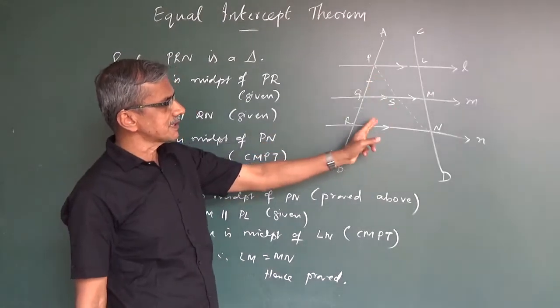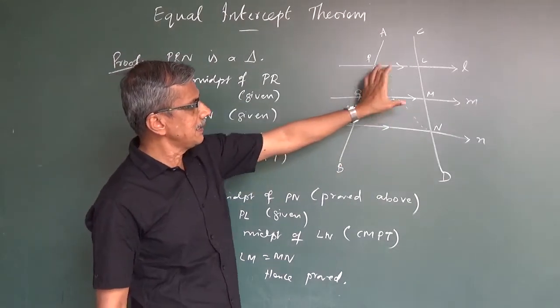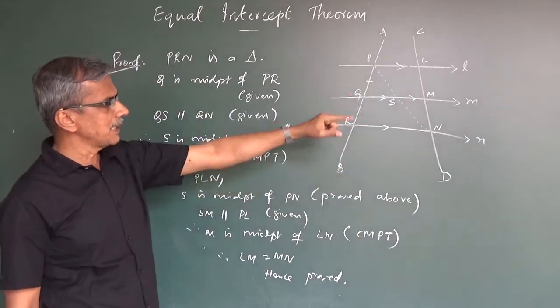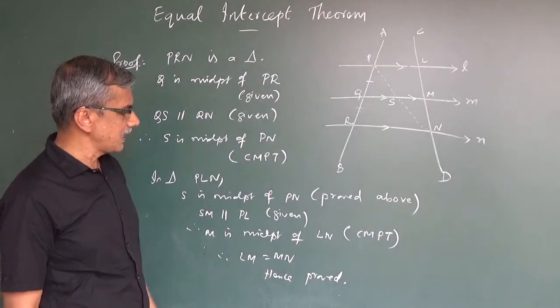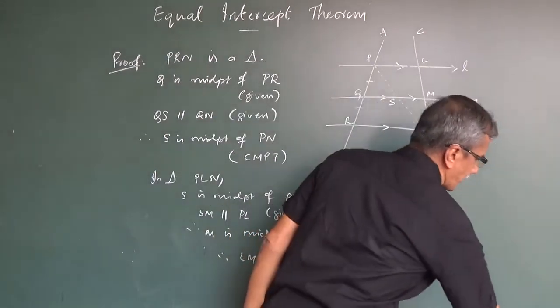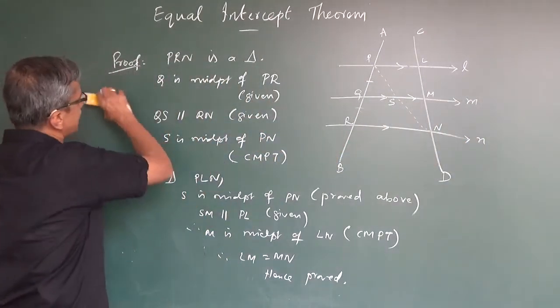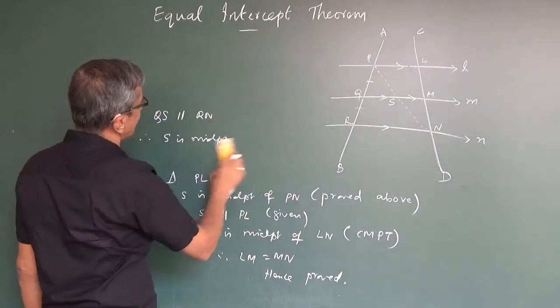So I hope you understood. I applied the converse of the midpoint theorem for this triangle and then for this triangle. By that I have proved that M is the midpoint of LN, so LM is equal to MN. I hope you understood. Now we will see some applications, how to apply this.